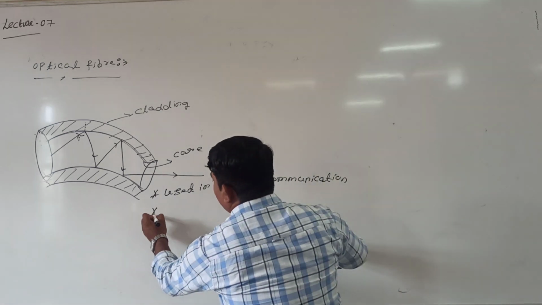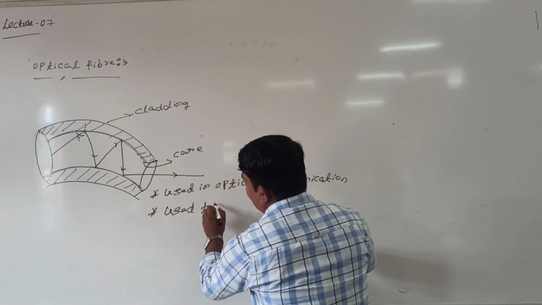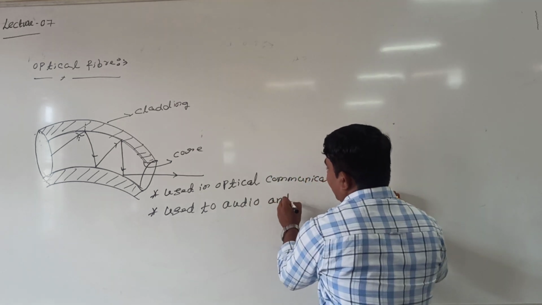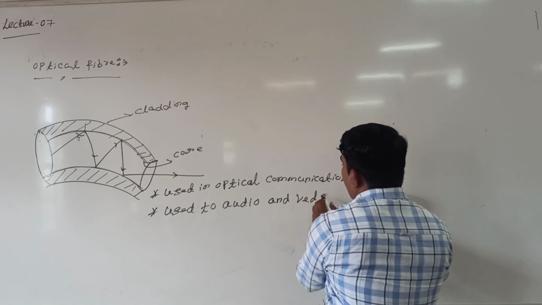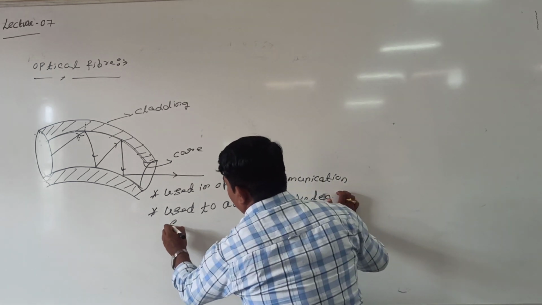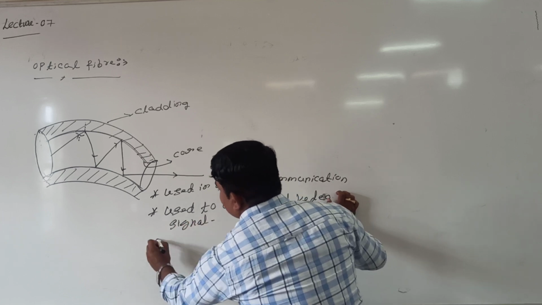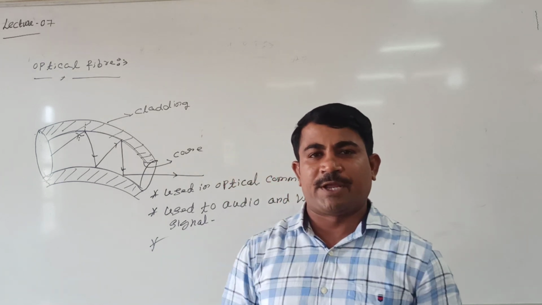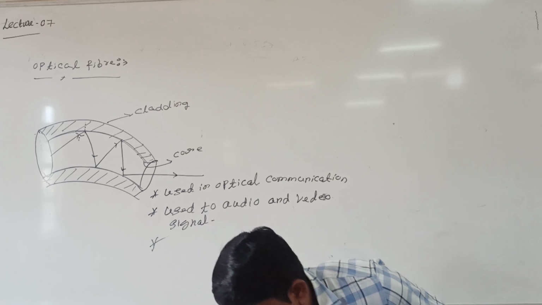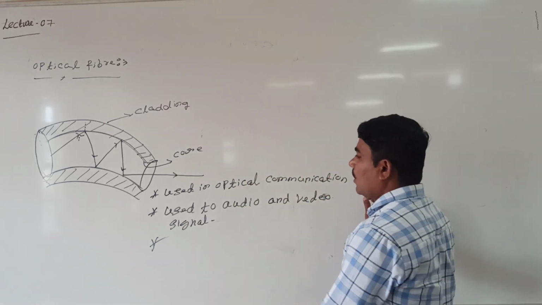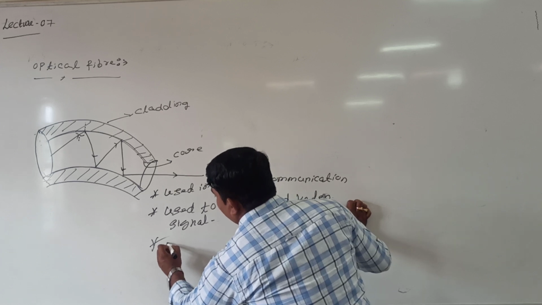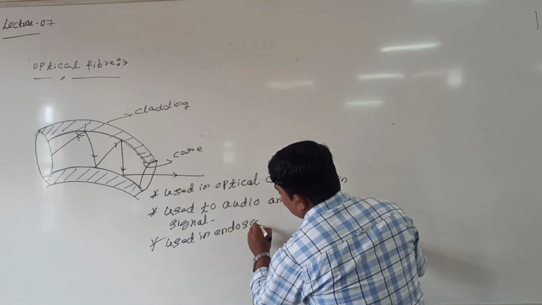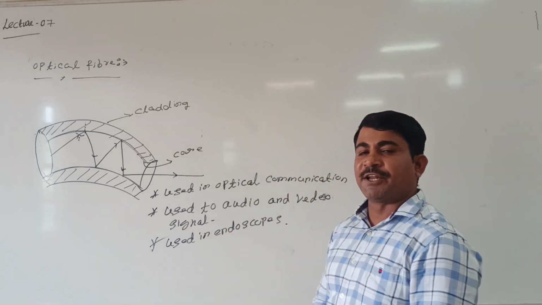Audio and video signals. Similarly, these optical fibers are also used in endoscopes to view the internal parts of the human body. To view the internal parts of the human body, this optical fiber is used. Endoscopes help to view the internal parts of the human body.